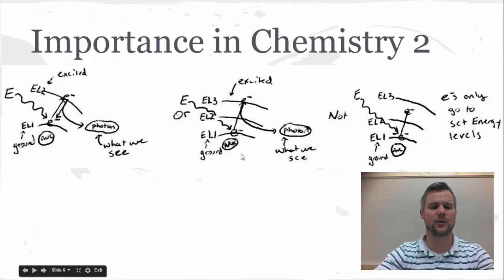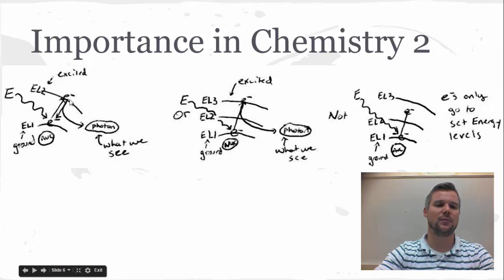So pictorially, it looks like this. The electron's normally in its ground state. So in this case, we're saying ground state is in energy level 1. If the electron's struck by some energy, the electron's going to go up into excited state. Now notice it's going up to energy level 2.